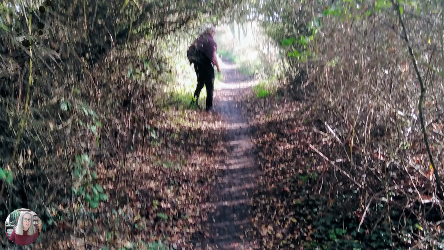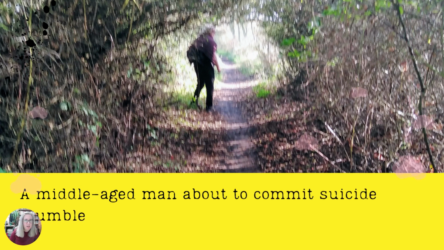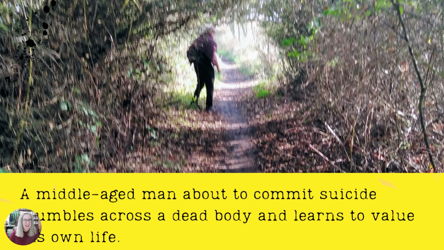So, for example, this is just an example. Obviously, yours will be different. A middle-aged man about to commit suicide, so that's who he is and his state of mind, stumbles across a dead body and learns to value his own life. So all the way through the book, things will reference the dead body, it will talk about the man, it will reference suicide, and he learns to value his own life. That's what you're going to reach by the end of your book.